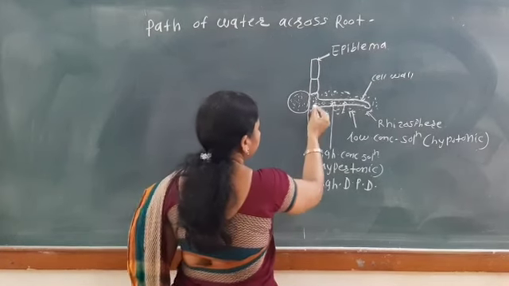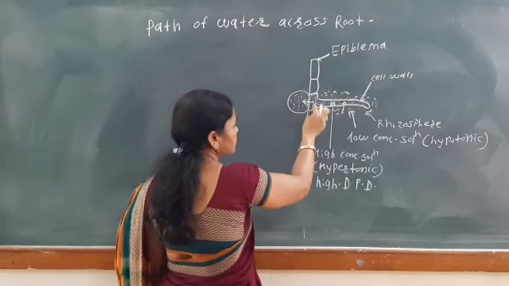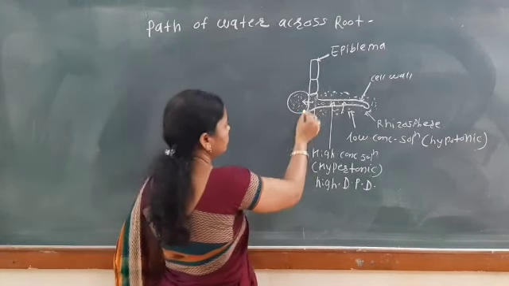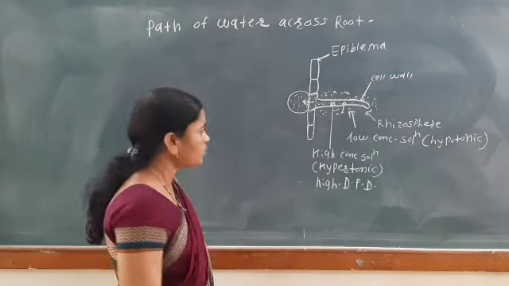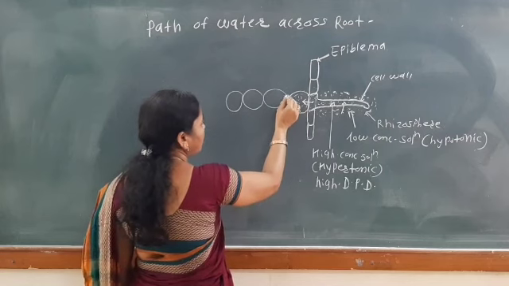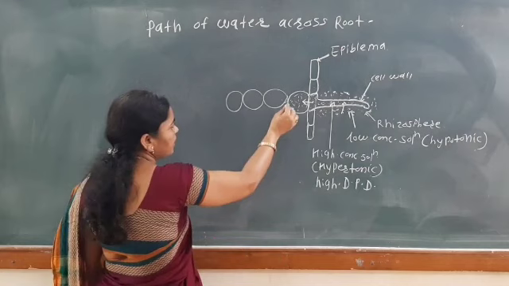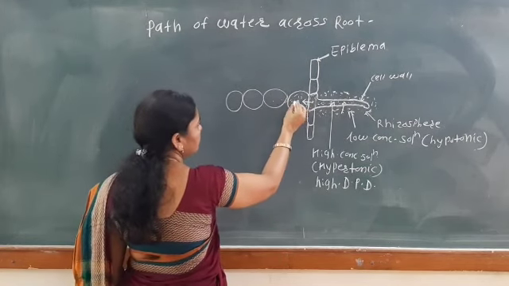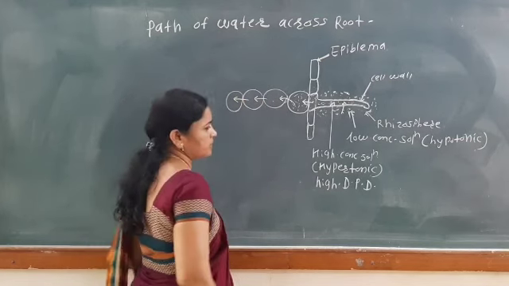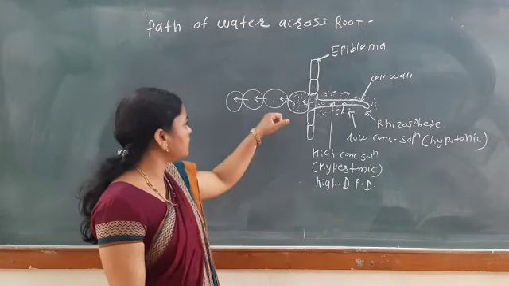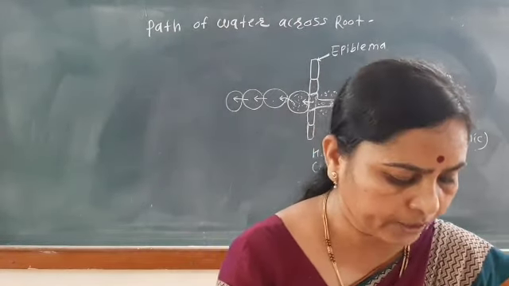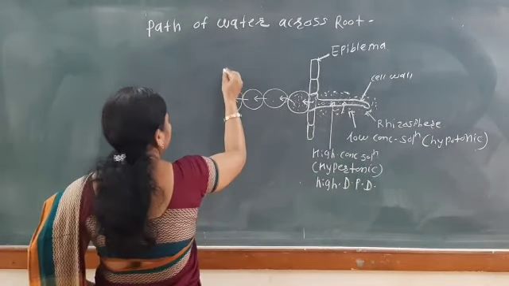So the movement of the water mainly takes place from this cell to this cell, that is from the low concentration of solution to the higher concentration of solution. Water enters from the root hair cell to the cortical cells, that is the cortex. The cortical cells are loosely arranged like this. The movement of the solvent takes place from low DPD to high DPD. In this way the movement of water takes place from one cell to the next cell, due to the diffusion pressure deficit and also due to the osmotic pressure.